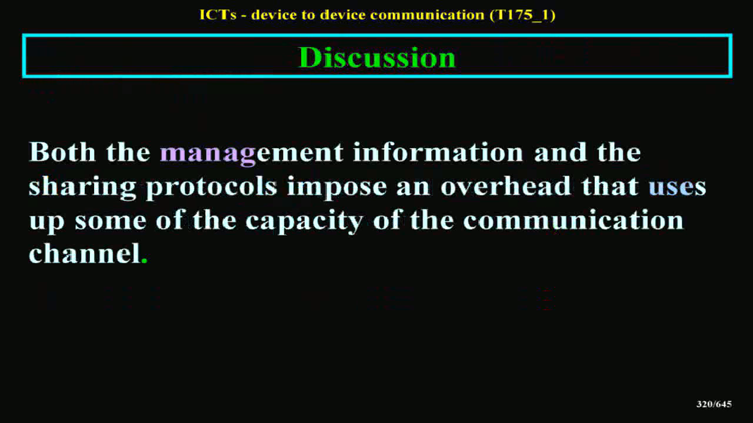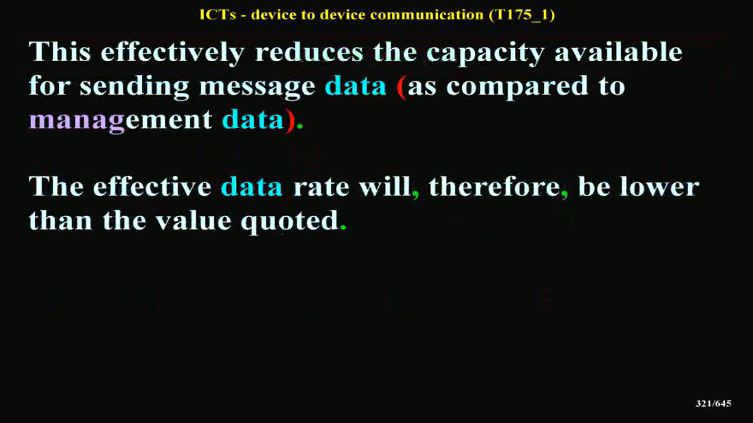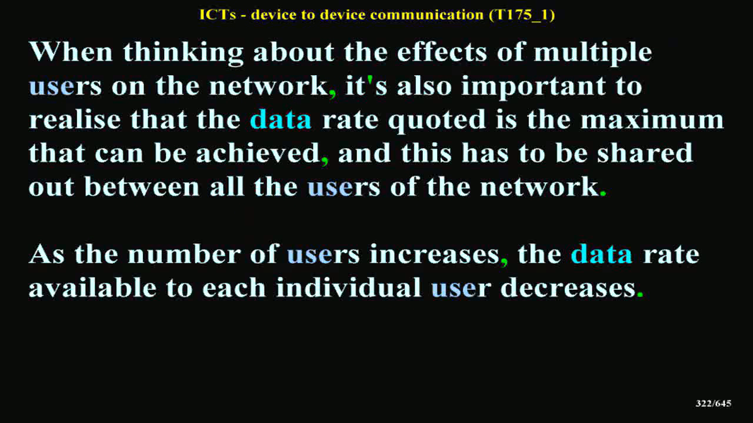Discussion. Both the management information and the sharing protocols impose an overhead that uses up some of the capacity of the communication channel. This effectively reduces the capacity available for sending message data as compared to management data. The effective data rate will, therefore, be lower than the value quoted. When thinking about the effects of multiple users on the network, it's also important to realize that the data rate quoted is the maximum that can be achieved, and this has to be shared out between all the users of the network. As the number of users increases, the data rate available to each individual user decreases.